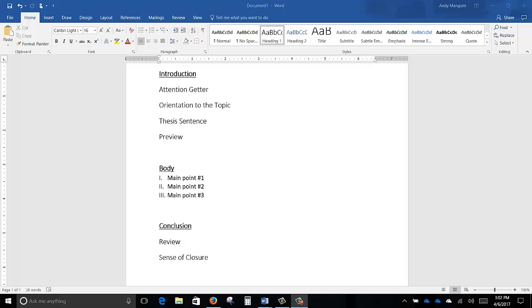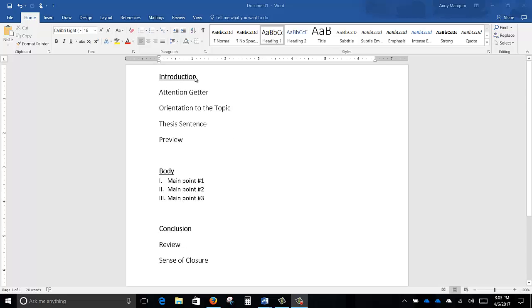I'm here to talk about outlining and to give you an example. This is the basic structure of an outline. You'll notice that the speech has an introduction, a body, and a conclusion. The introduction contains four parts: an attention getter, the orientation to the topic, the thesis sentence, and the preview.